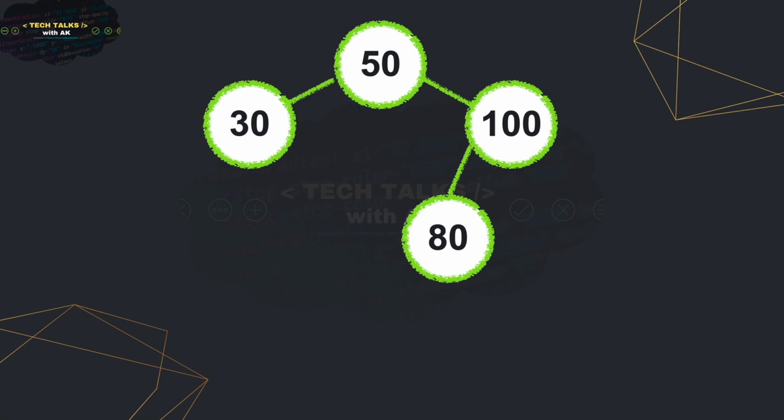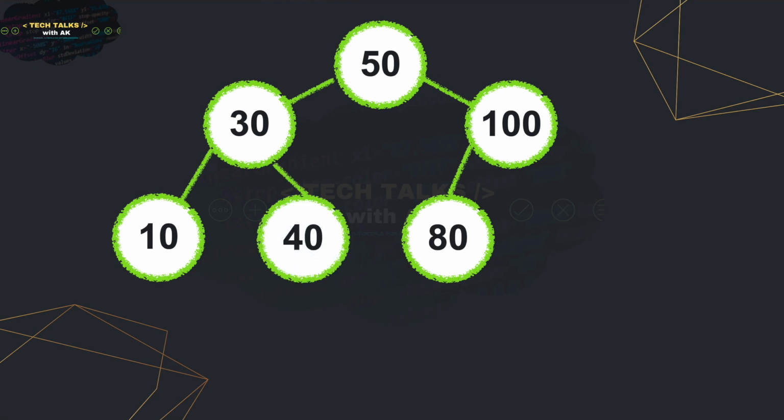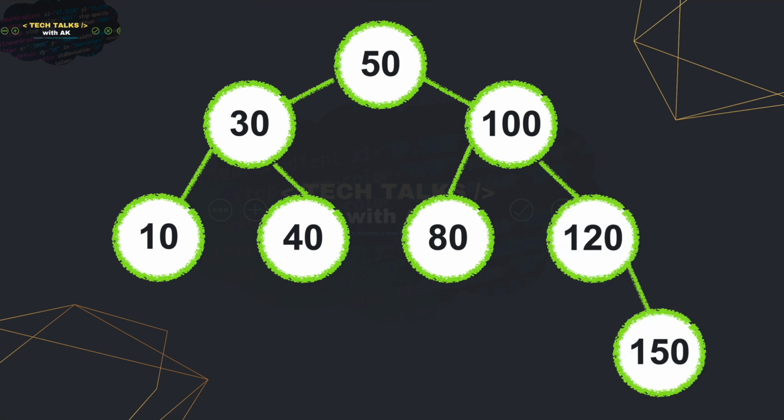If we wanted to insert 10, it would go here. If we wanted to insert 40, it would go here. If we wanted to insert 120, it will go here. If we wanted to insert 150, it will go here. And if we wanted to insert 35, it will go here and so on. Each left node is less than or equal to its parent node, and each right node is greater than its parent node. So we have the basic outline of our binary search tree here.